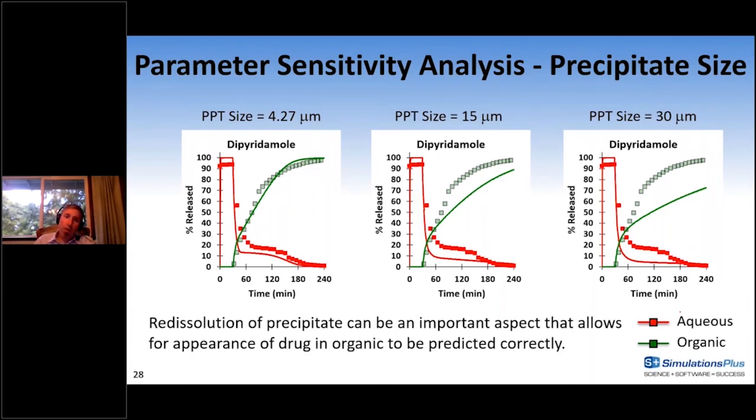So, redissolution of the precipitate is another important aspect that the model can interrogate, and you can fit it with our fitting tools in DDDPlus.